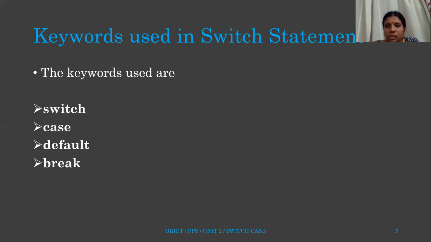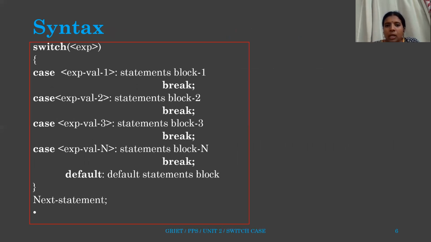So what are all the keywords used in a switch statement? Switch, case, break, and default. These are all the keywords that are used in a switch statement. This is the syntax followed by a switch statement, the general syntax. So how does the switch syntax look like?